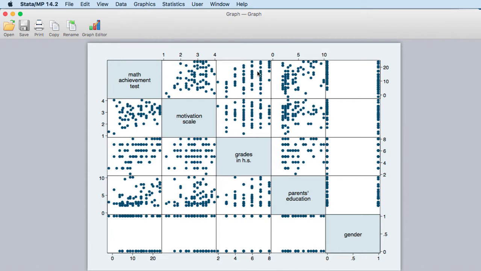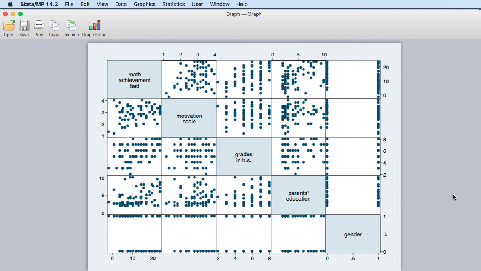It's the same with math achievement and grades in high school as well. You'll notice that for gender, we don't have a linear relationship, and the reason is that gender is categorical. You have either male or female. So in other words, you're going to have the scores on all of these other variables for males and for females, and that's why we have this dichotomous pattern.